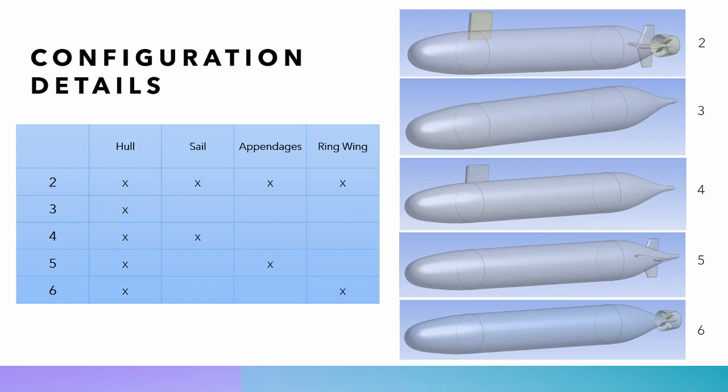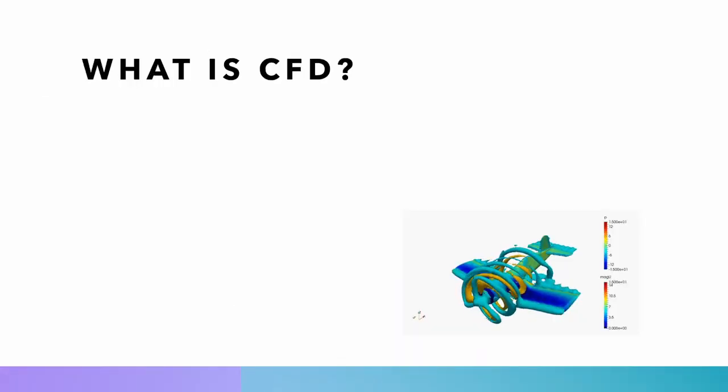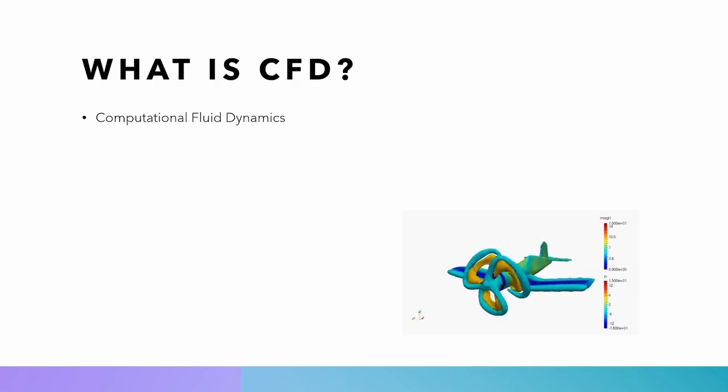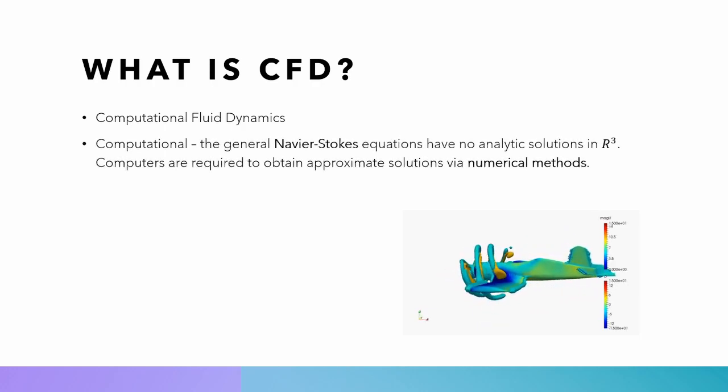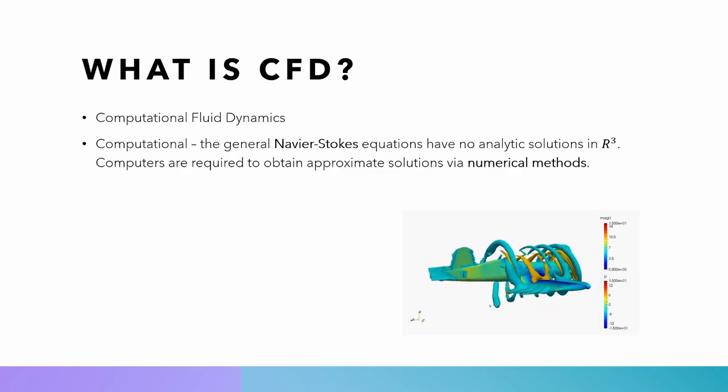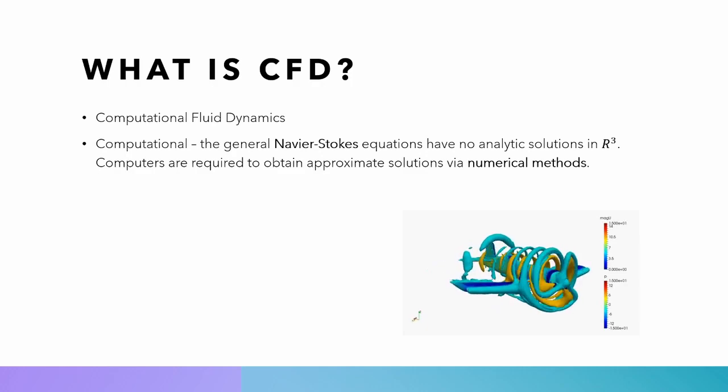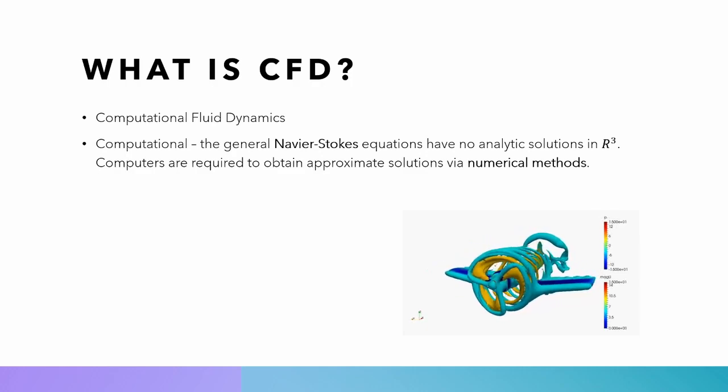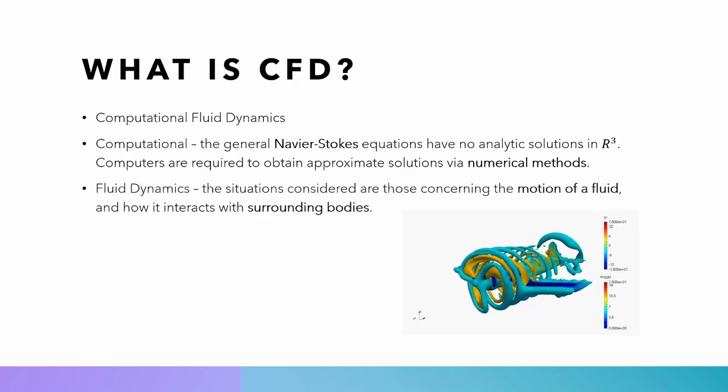Configuration 2 is the submarine with all parts attached. Each following configuration is a simpler version. So what is CFD? CFD stands for Computational Fluid Dynamics. It's computational as the general Navier-Stokes equations have no analytic solutions in R3, so computers are required to obtain approximate solutions. And it's to do with fluid dynamics because we look at scenarios where the motion of a fluid and the surrounding bodies are important.